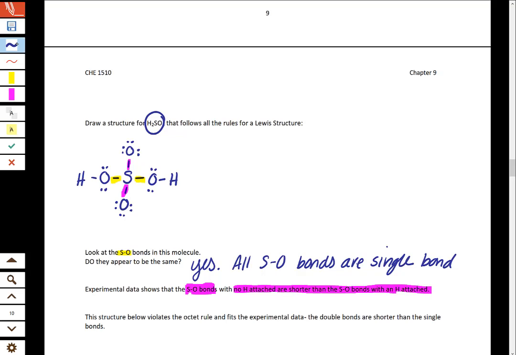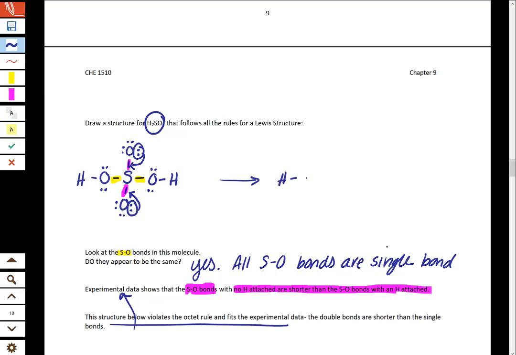And so what we do is we start to rethink our Lewis structures and say, how do I change our Lewis structure so that it matches the data? And so what I'm going to show you is how to draw a structure that violates the octet rule, but then fits with the experimental data. I'm going to change this around a little bit to something that violates the octet rule. I'm going to take one of the pairs on the oxygen that doesn't have a hydrogen attached, and I'm going to just swing it around. I'm going to draw it as a double bond. And then I'm going to take one of these pairs, it doesn't matter which one, and swing it around so that it makes a double bond.